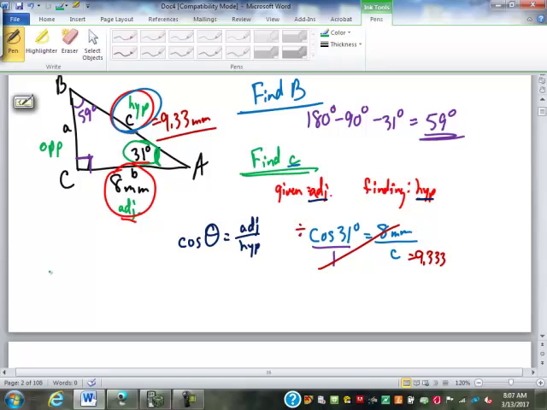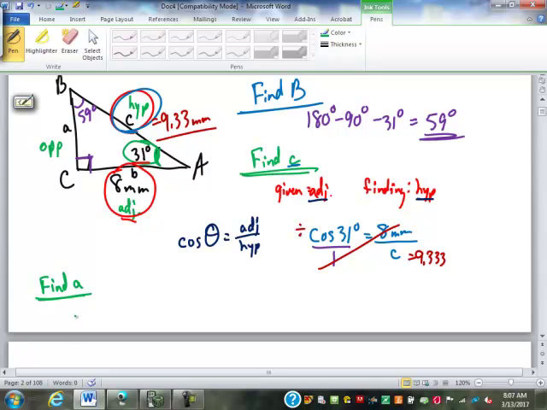Again, that was because we were looking for a side. We made it into a proportion and we cross multiply and divide. Let's say now we're looking to find side A.